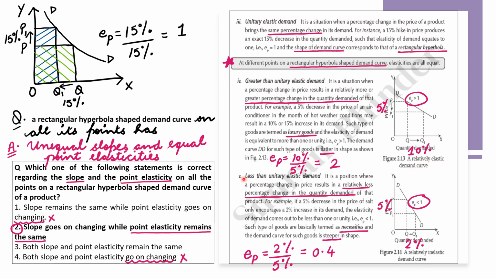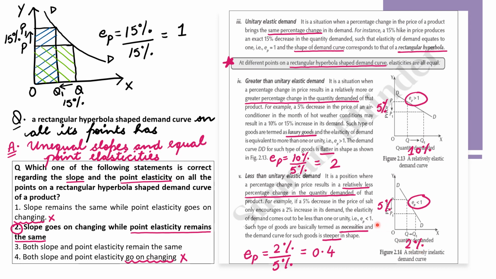The last point is less than unitary elastic demand. So do not cram, just understand what will happen in this case: because of the percentage change in price of the product, whatever percentage change in quantity demanded will happen will be relatively less. Okay, so there will be a smaller percentage change in the quantity demanded of a product. This is termed as less than unitary elastic demand. So let's take an example. For example, if there is a 5% decrease in the price of salt, it will lead to only 2% increase in its demand. I hope you understand.